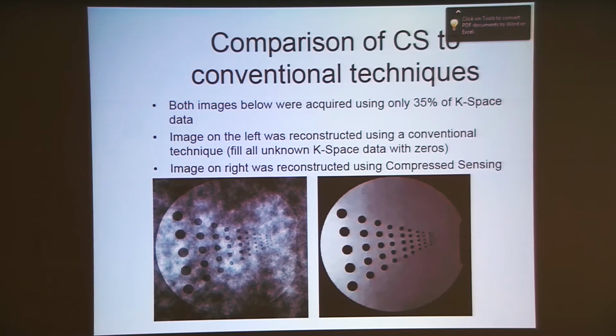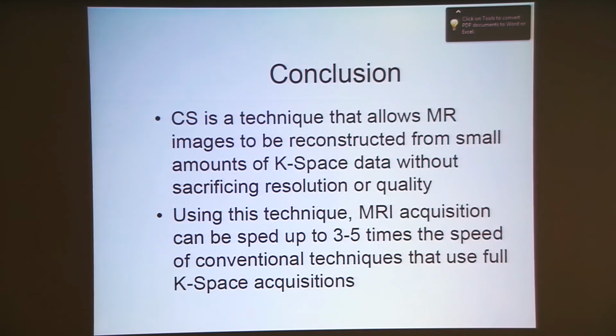So both these images were acquired using 35% of k-space, which means Fourier transform. And on the right, we got the compressed sensing image. So the conclusion is that this allows MR images to be reconstructed from a small amount of k-space without sacrificing resolution or quality. You can speed it up 3 to 5 times. And if you don't believe me, go online, Google MRI, total variation, or MRI compressed sensing, and you will see about 150 papers in this stuff.